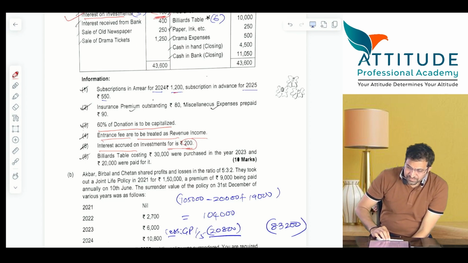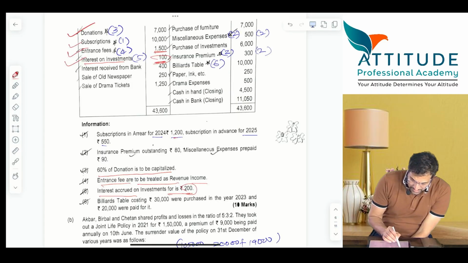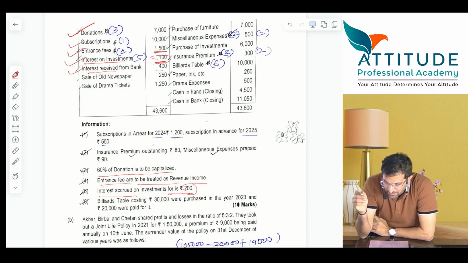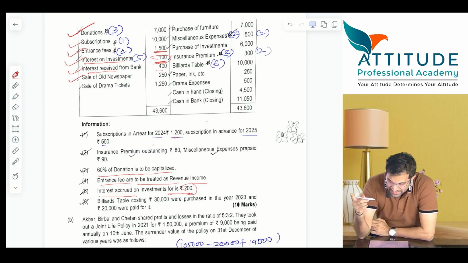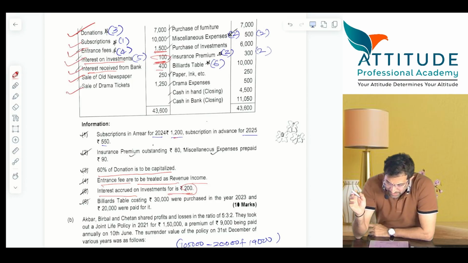Next. Tell me. हो गया? Then interest received from bank 400. Take it as it is in income and expenditure. Right there, by interest from bank in income and expenditure 400. Fast. Sale of old newspapers. Write it. By sale of old newspapers 250. Sale of drama tickets.